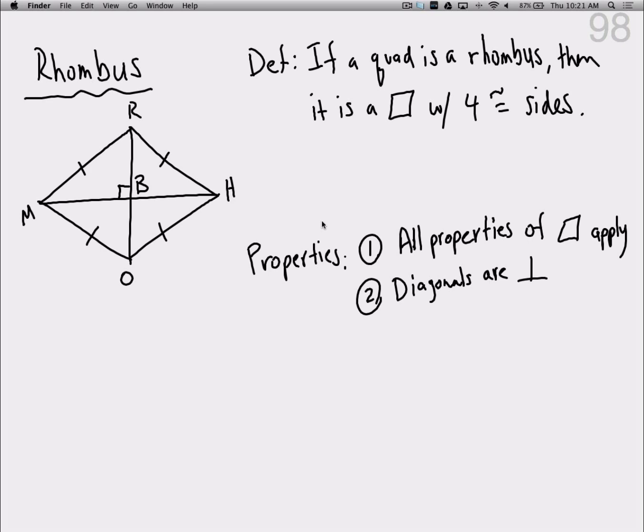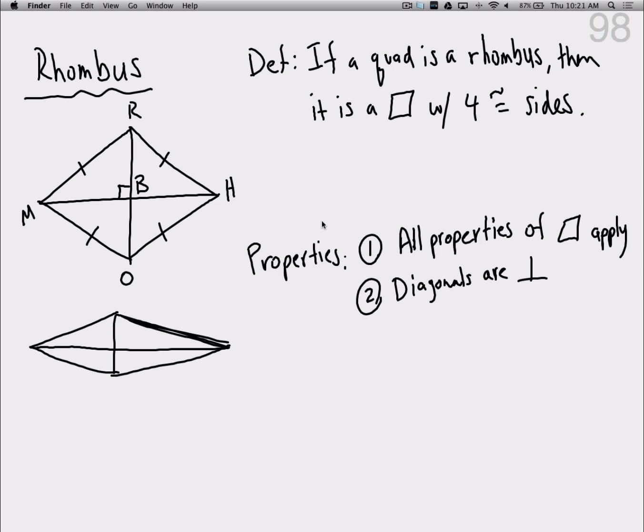I think RB is congruent to BO. That is true, but that's also true with parallelograms. I think that RO and MH are congruent. You think that RO and MH are congruent? No, they're not. Because if we draw an extreme rhombus, we could have something like that, a big stretched out diamond looking thing, that would make a rhombus also.